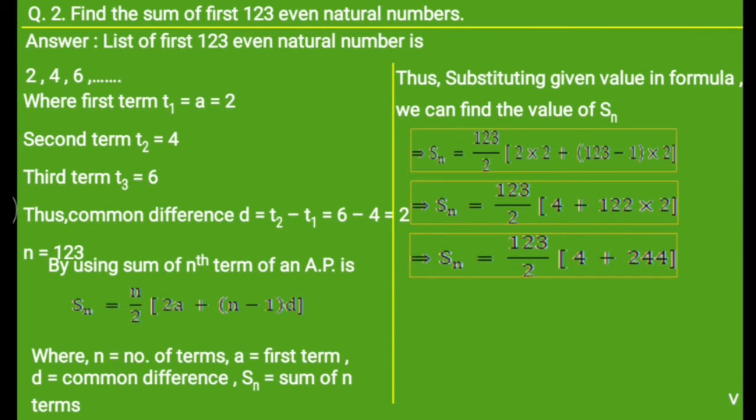Now add this 244 with this 4. So in next step we get 244 plus 4, which is 248. Now divide 248 by 2. So we get 122 and this 123 as it is. Now when we multiply 123 with 122, we get 15,252 as the sum of first 123 even natural numbers.